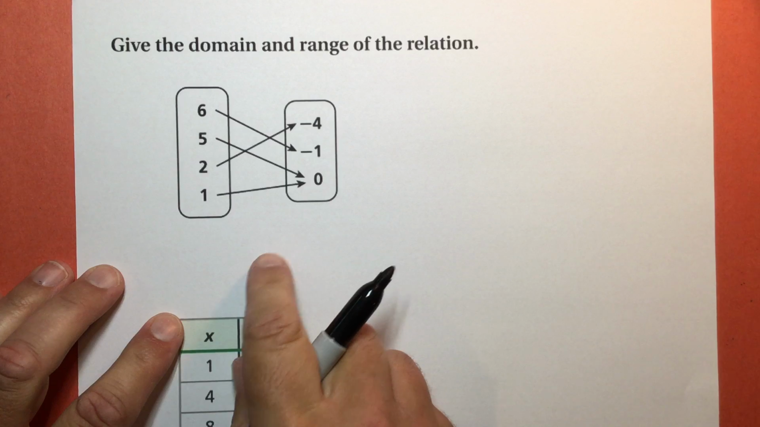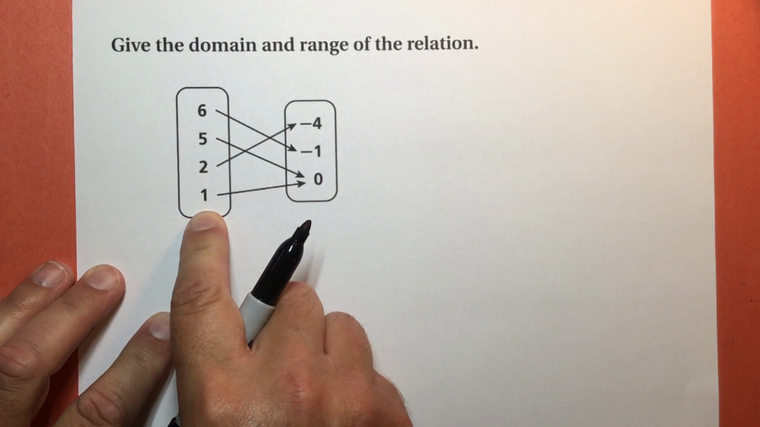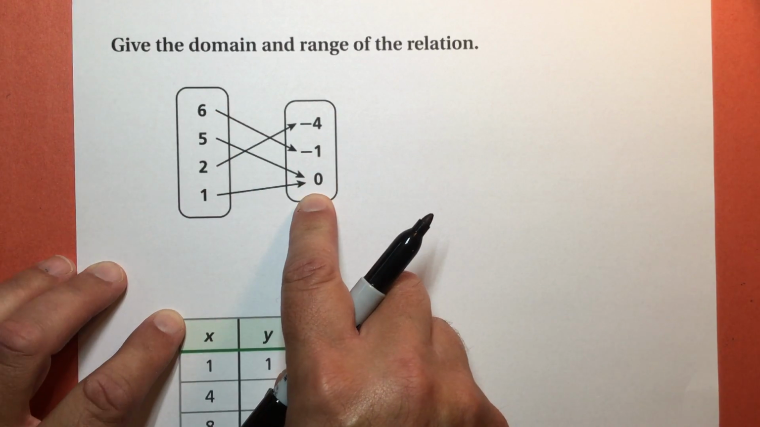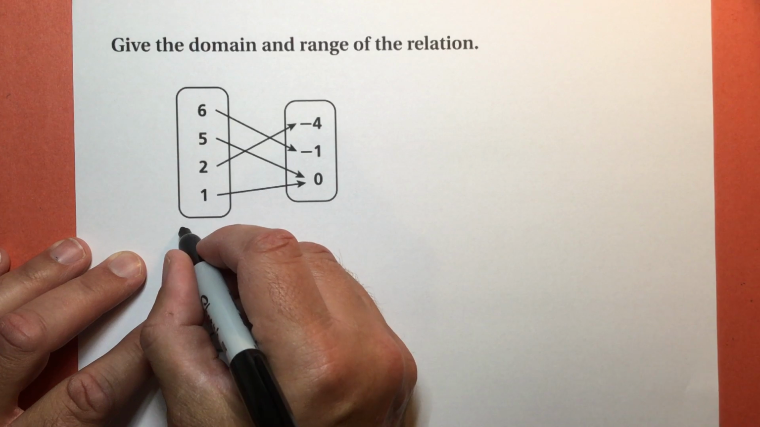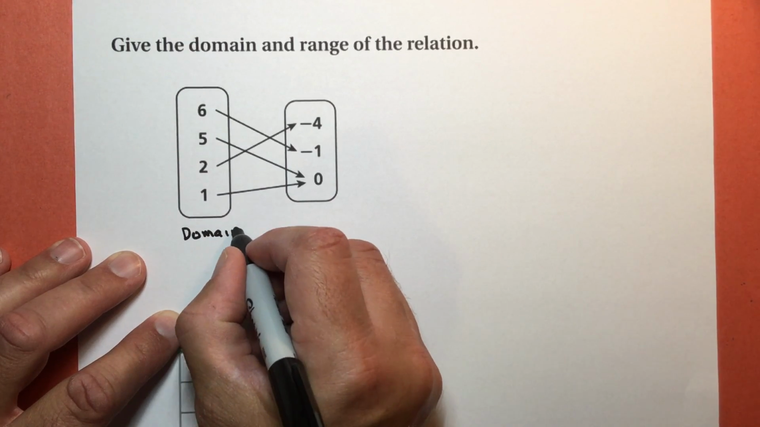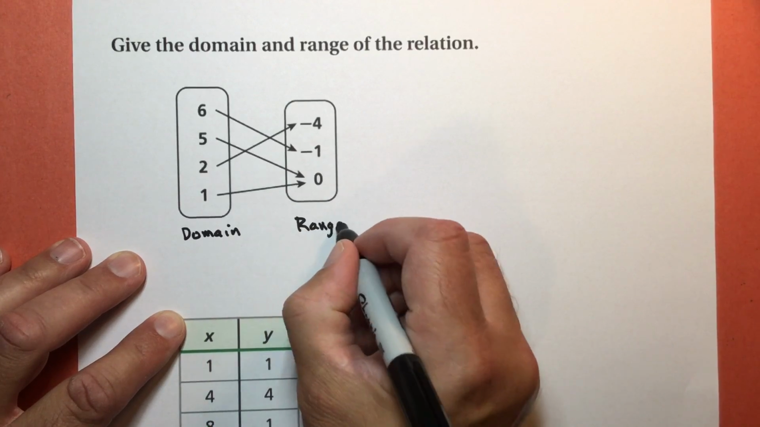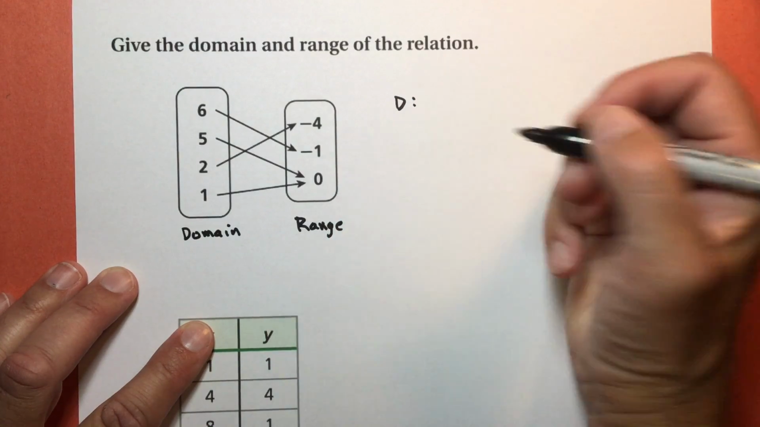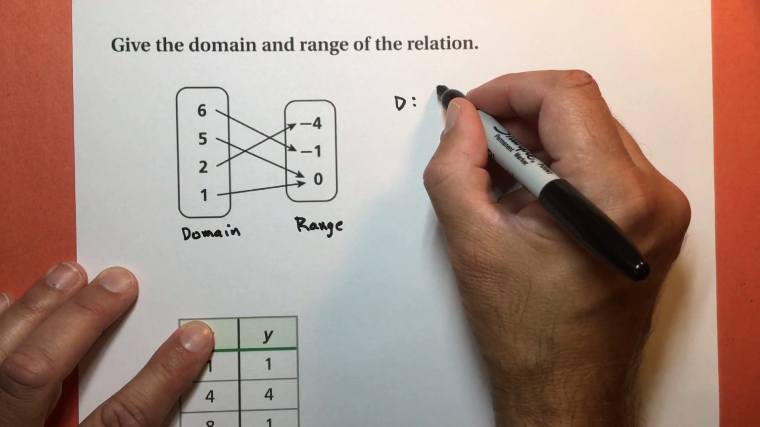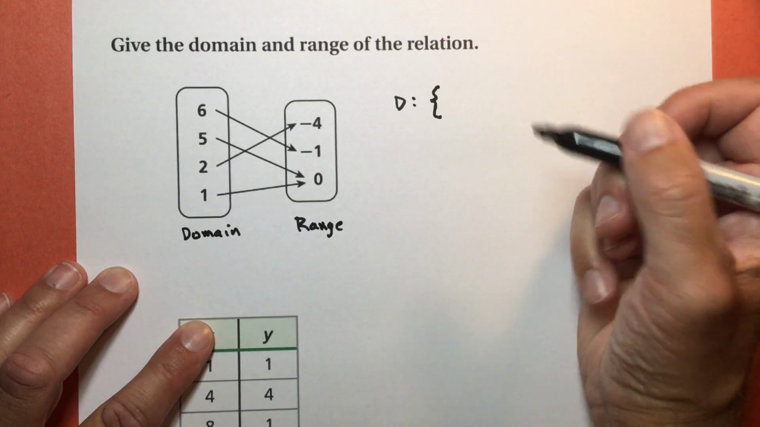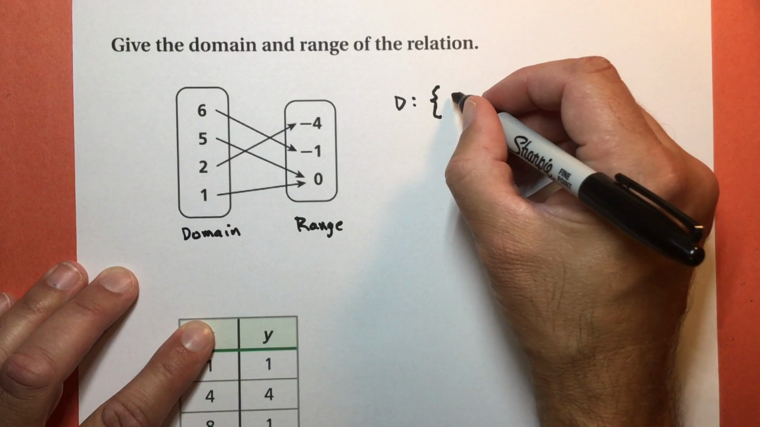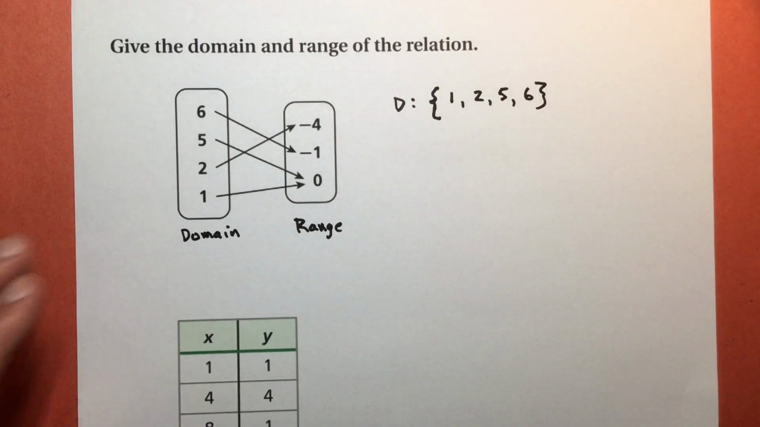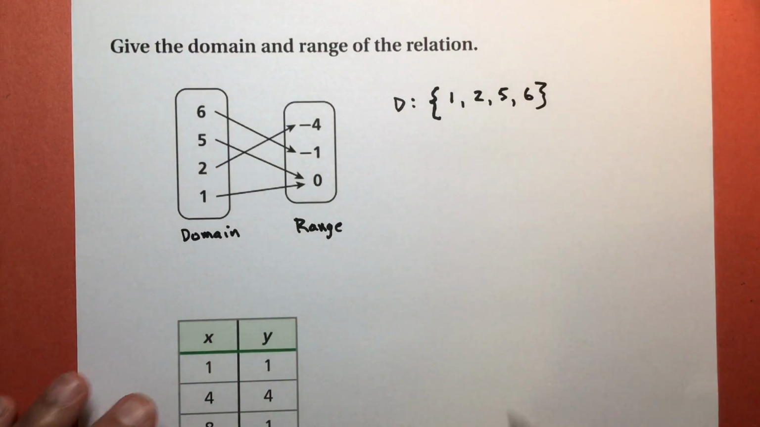So for the mapping diagram, remember the mapping diagram represents the first numbers in each pair, and this box represents the first numbers, and this box represents the second numbers. So for the mapping diagram, this represents the domain, and this represents the range. So how do I write it? I write D for domain, use a colon, and you don't have to be perfect with this, but I'm going to draw that set bracket, and I'm going to list these numbers. I'm going to list 1, 2, 5, and 6. Now, a couple things. The order doesn't matter.